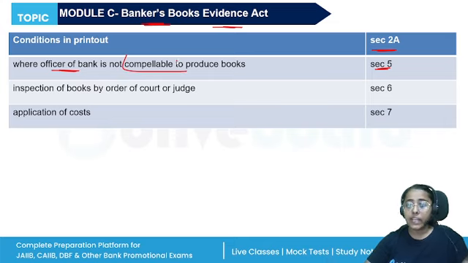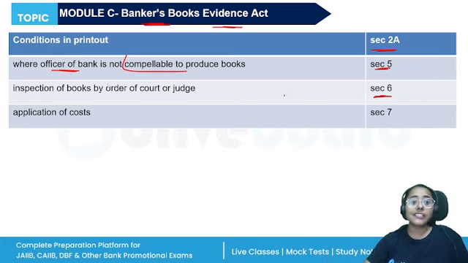Then section 5 talks about where the officer of the bank is not compellable to produce the books. So in any proceeding where the bank is not a party, no officer of the bank shall be compellable to produce any banker's books, the contents of which can be proved by the production of a certified copy. Also, the requirement of filing the original document will be insisted only when the documents themselves are disputed. It should not be easy for any party to dispute the documents. This is given in section 5.